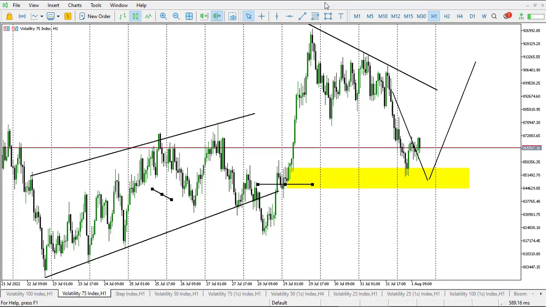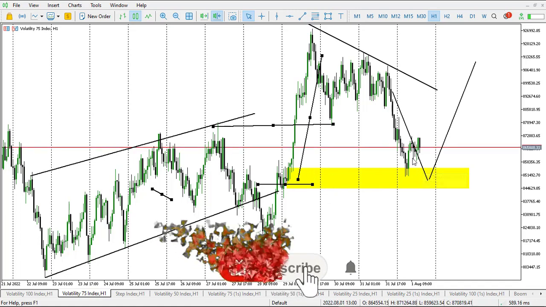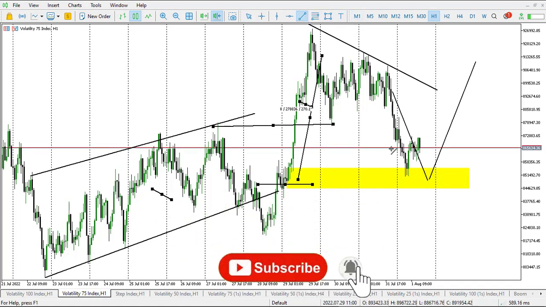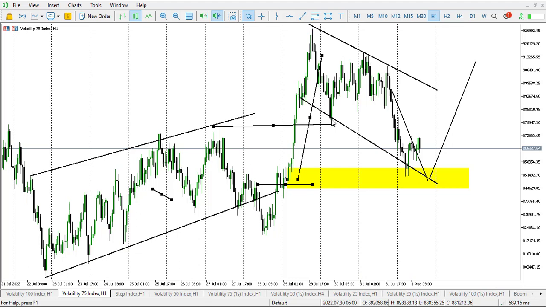When it broke the high, it produced a very aggressive move to the upside, this move, right? And took out this high. When it took out this high, we were left with this order block at this point. So this is our order block, and what we are seeing at this point is the smart money concepts in action.